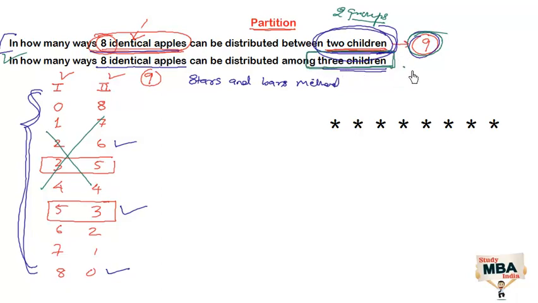So since we have to divide into 3 groups, the number of bars required is 2, right? It will always be 1 less than the number of children given. In the previous case, it was 2 children, so we needed only 1 bar. In this case, we have 3 children, so we need 2 bars. So the number of ways wherein these 2 bars can be placed to divide this into three parts.